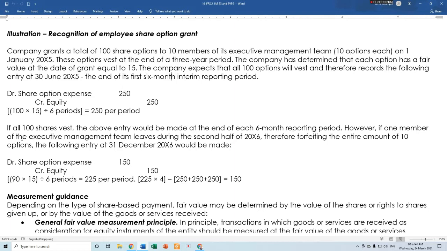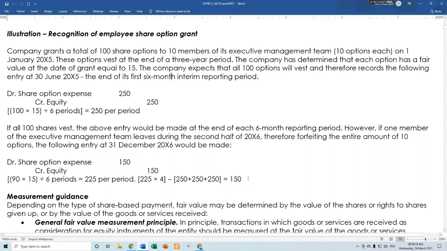So, the entry there will be, compute muna natin yung cumulative amount. That's going to be 90 na lang na options times 15 na fair value, divided by 6. Or basically, kahit mo nang i-divide ng 6, one-third na lang kunin mo kasi buong taon naman yon. Tapos, tanggalin natin yung na-recognize na nung previous period. Yun siya. So, ang mangyari dyan, bakit December 20x6 na to, natanggal na natin yung unang 3 periods or unang 1 year and 6 months.